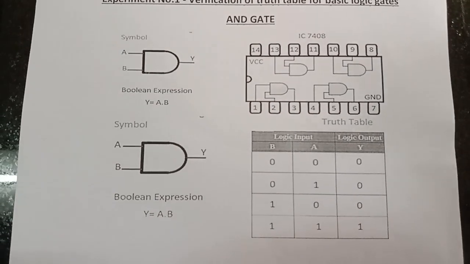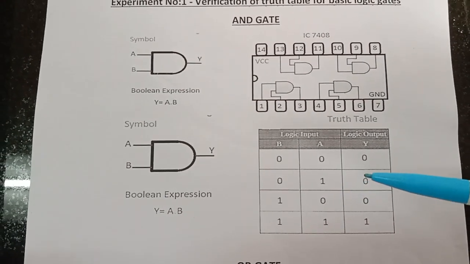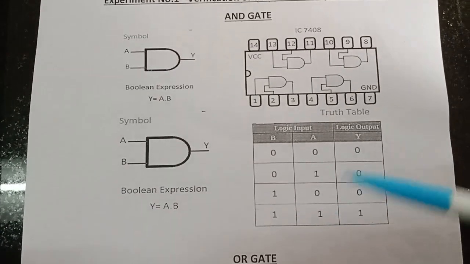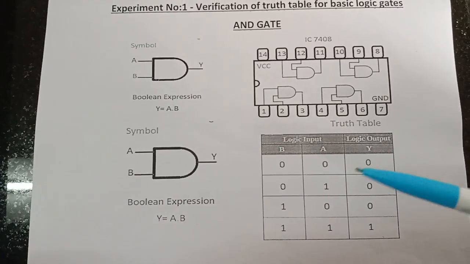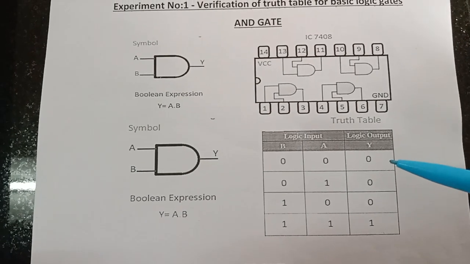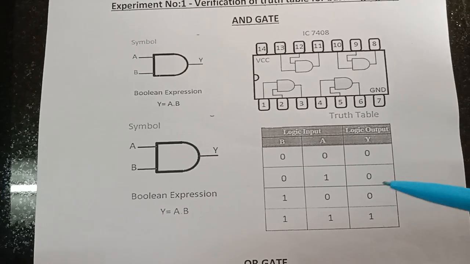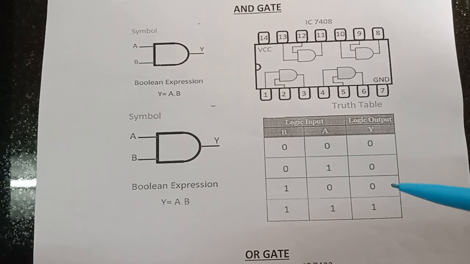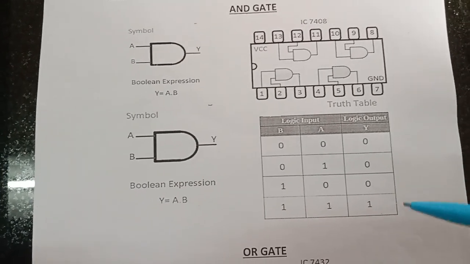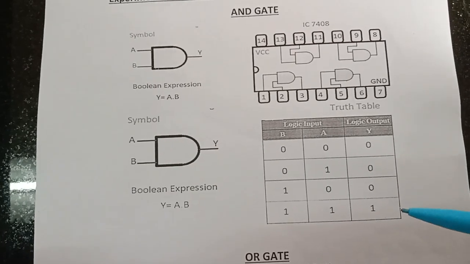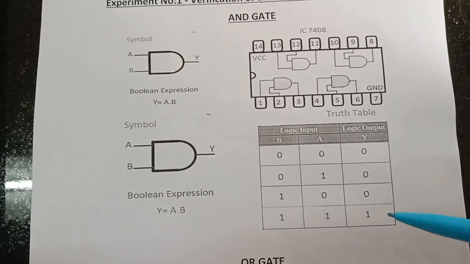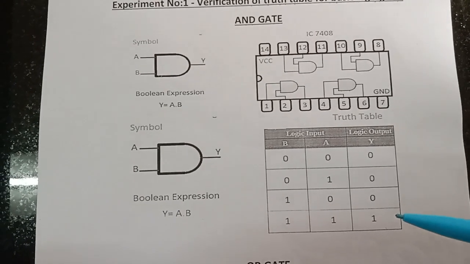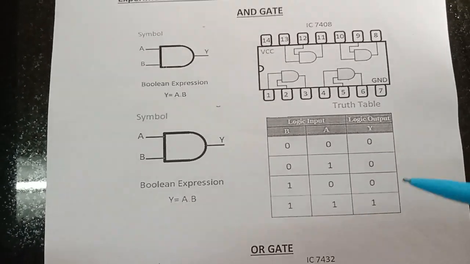Okay, this is the truth table for the AND gate. The AND gate performs the basic multiplication Y equal to A dot B. So if you give the input 0 0, the output is 0. If you give the input 0 1, the output is also 0. Multiplication is 0, so output is 0. 1 0 means output is 0. Both inputs are 1 means the output is 1. So only in the case of both inputs being 1, that is high, the output is 1.